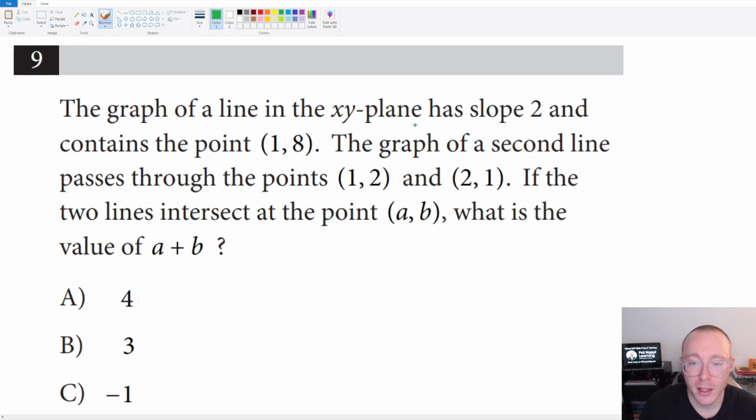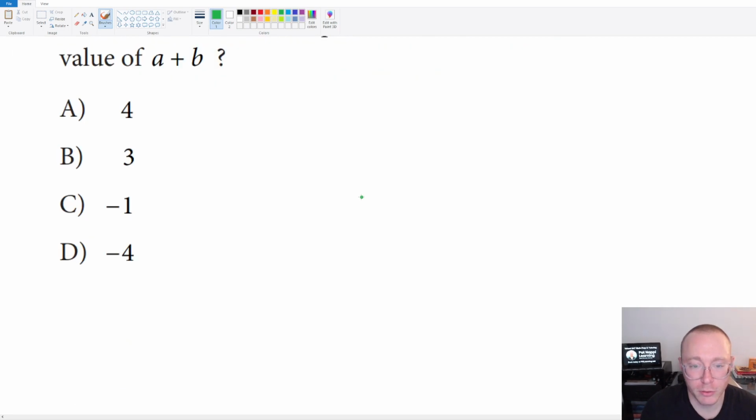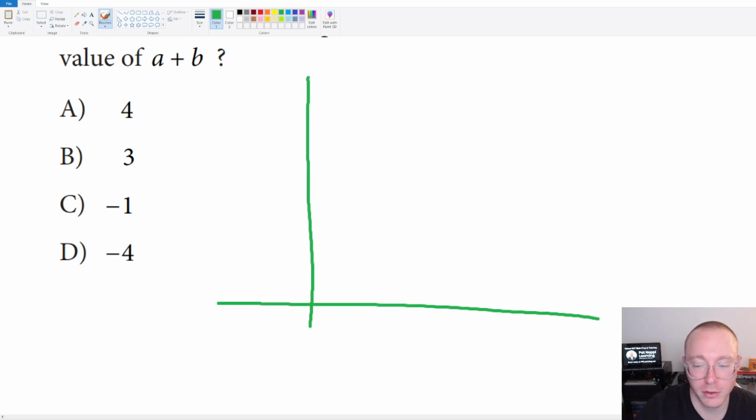The first line has a slope 2 and contains the point 1, 8. So if we want to sketch out a line like that, we can sketch out x and y axes. We just want to carefully put some tick marks here so that we can get to the point 1, 8, and we'll try to do this as evenly spaced as possible. On 1, 2, 3, 4, 5, 6, 7, we're going to go up a little bit higher, and there's 8. So the point 1, 8 would be located right there.